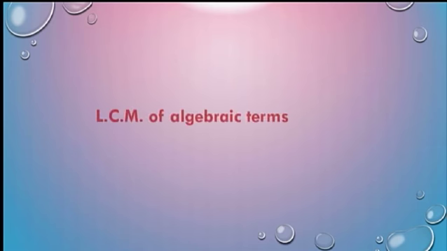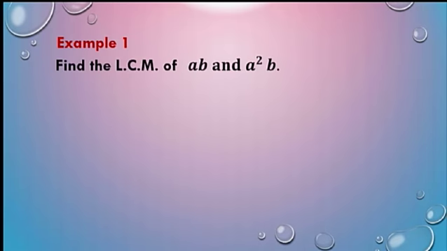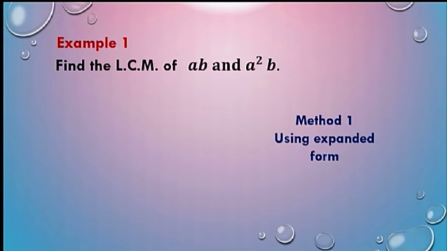Now my dear friends, I'm going to show you how to find LCM of algebraic terms. Again, we are going to use the 2 different methods that you have used in grade 7. Example 1, we're going to find the LCM of AB and A square B. Using the method of expanded form, first we are going to write AB as A times B. Then A square B is A times A times B.